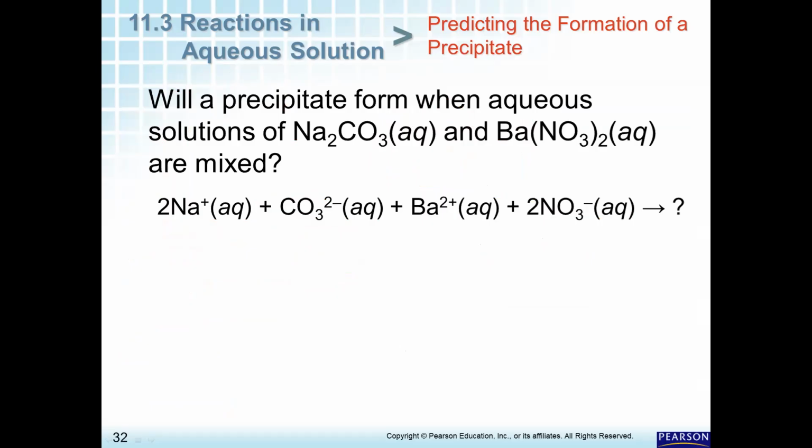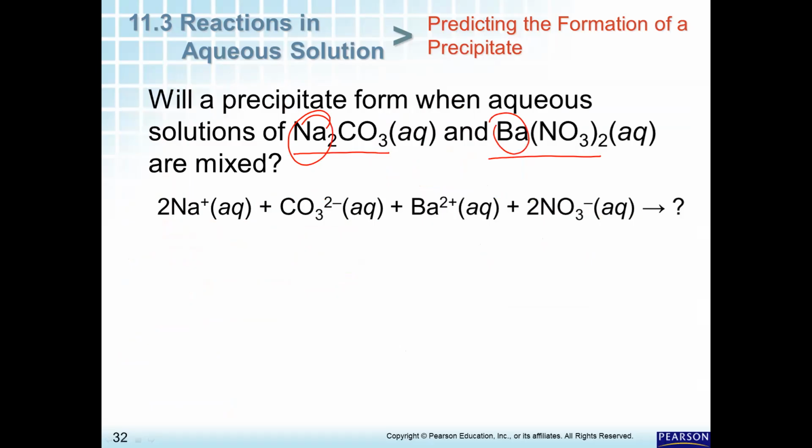Will a precipitate form when an aqueous solution of sodium carbonate is mixed with barium nitrate? Of course, the only way to answer this is to do the reaction first, write the products, and then you decide based on the rules. What will happen is that this sodium will replace the barium.